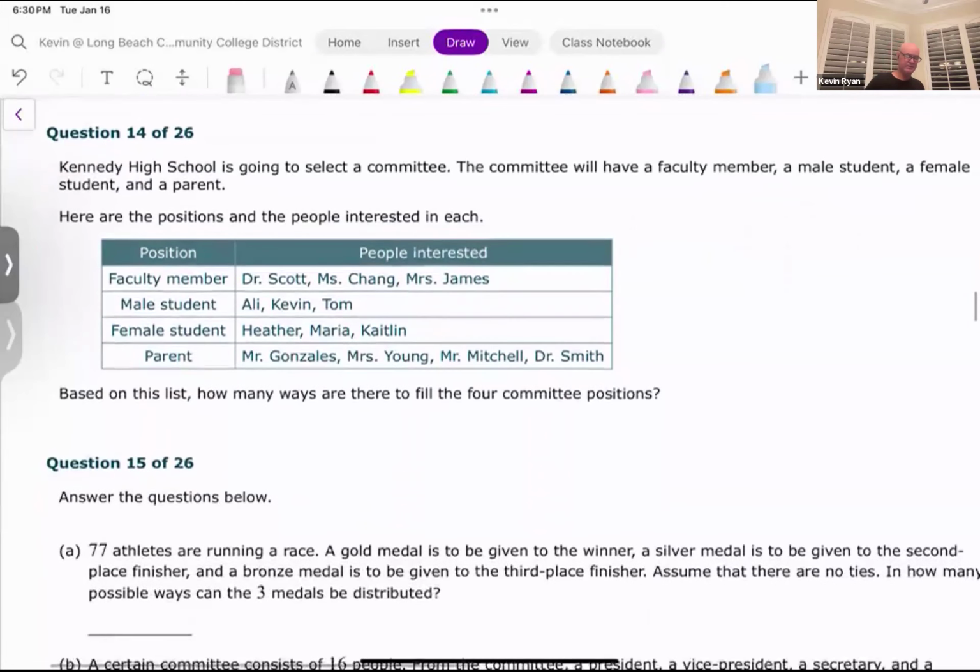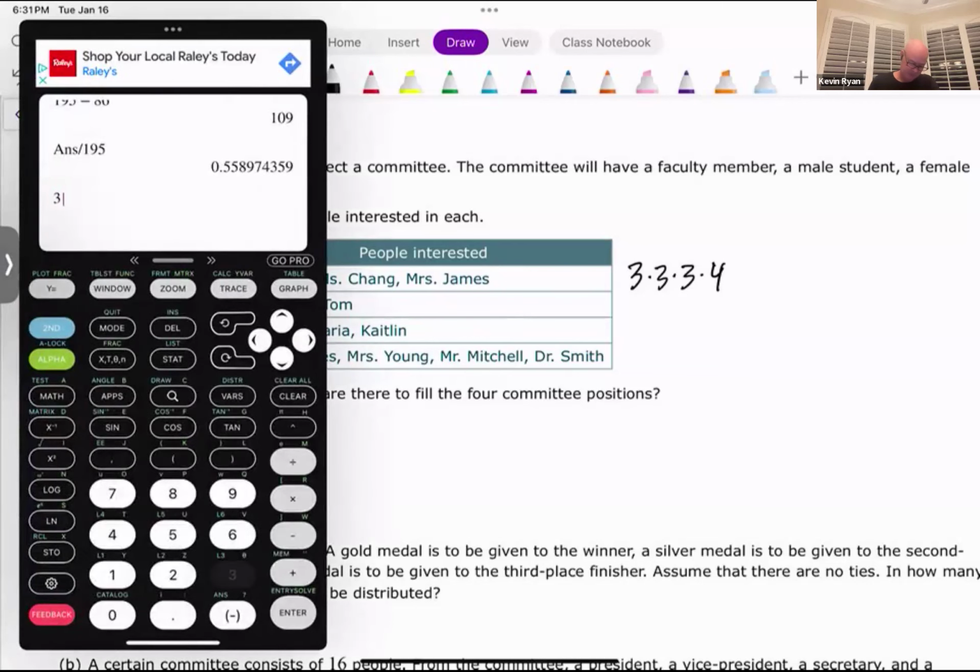We are to counting. Kennedy High School is going to select a committee. The committee will have a faculty member, a male student, a female student, and a parent. And here are the potentials. So this is just multiplying across. So there are 3 faculty members. There are 3 male students. There are 3 female students. And there are 1, 2, 3, 4 parents. 108 committees.